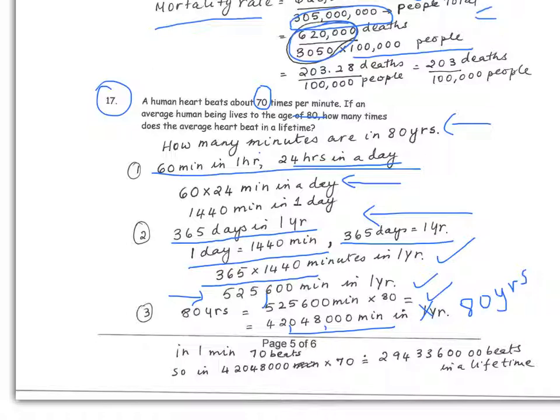So 42,048,000 minutes in 80 years. So in 1 minute, just in 1 minute, the heart beats 70 times, right? So there are 70 beats in 1 minute. So in 42,048,000 minutes, it's going to beat 42,048,000 times 70. So that's the total number of beats in a lifetime.